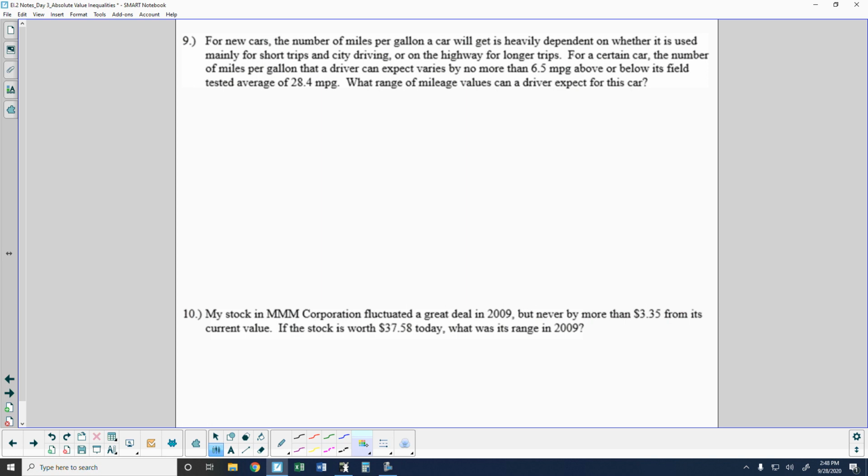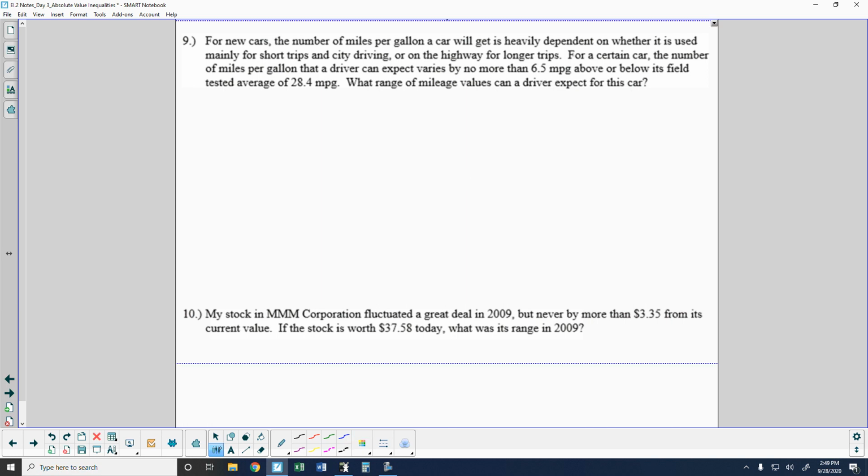So problem 9 says for new cars, the number of miles per gallon a car will get is heavily dependent on whether it is used mainly for short trips and city driving or on the highway for longer trips. For a certain car, the number of miles per gallon that a driver can expect varies by no more than 6.5 miles per gallon above or below its field tested average of 28.4 miles per gallon. What range of mileage values can a driver expect for this car? So let's let M be the miles per gallon, or the mileage value.